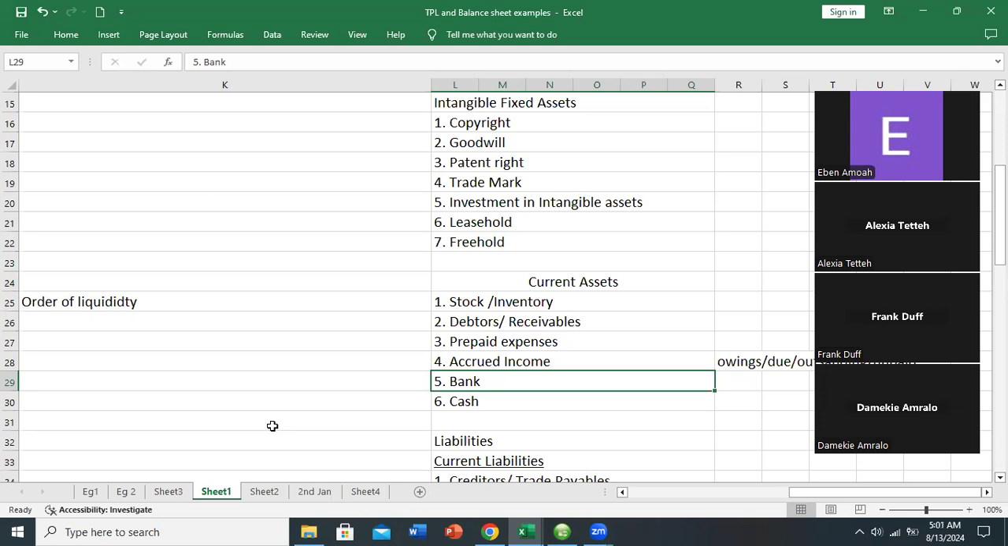Okay, Prof. Sandra is back. So, Prof. Sandra, I was making the point about liquidity, as in presenting your current assets in this manner.